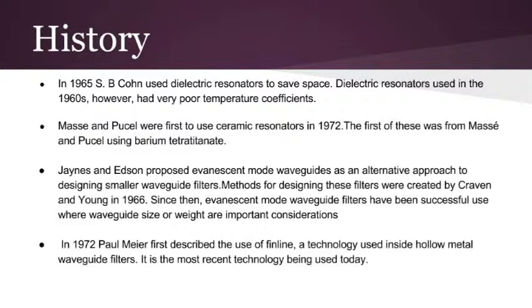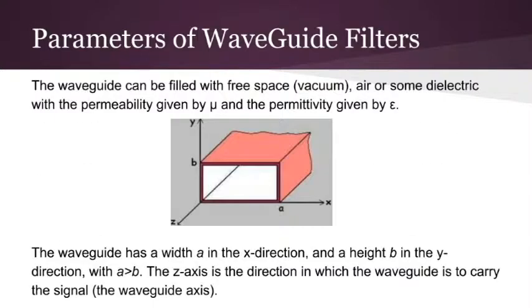Jaynes and Edson also proposed an evanescent mode of waveguides as an alternative approach to designing smaller waveguide filters, and these designs were created by Craven and Young in 1966. And ever since then, evanescent mode waveguide filters have been successful, especially where waveguide size or weight are important considerations. In 1972, Moll Meyer first described the use of fine line technology, which uses the inside of a hollow metal waveguide filter. And to today, it is the most recent technology that is being used.